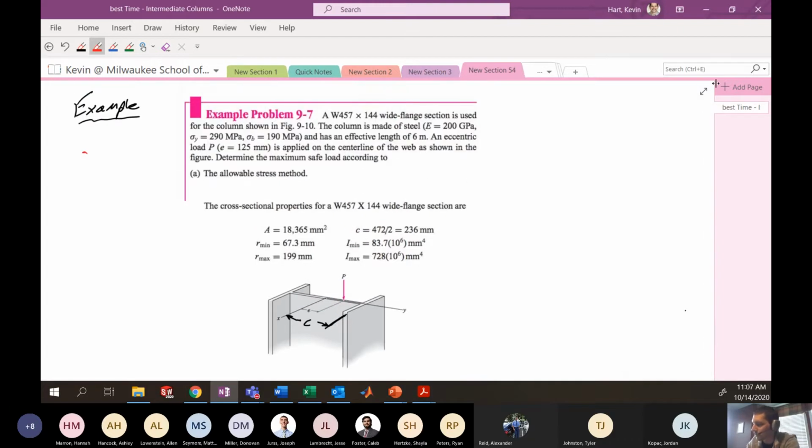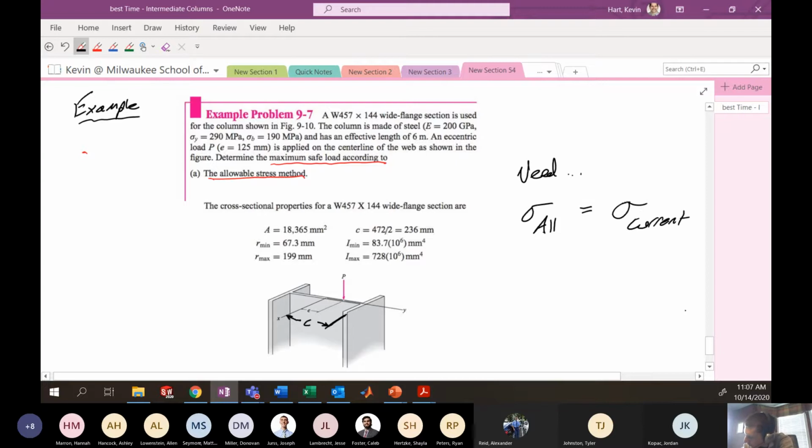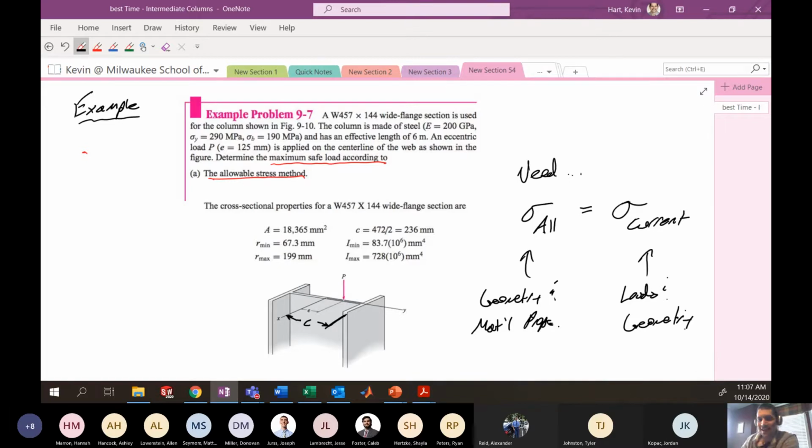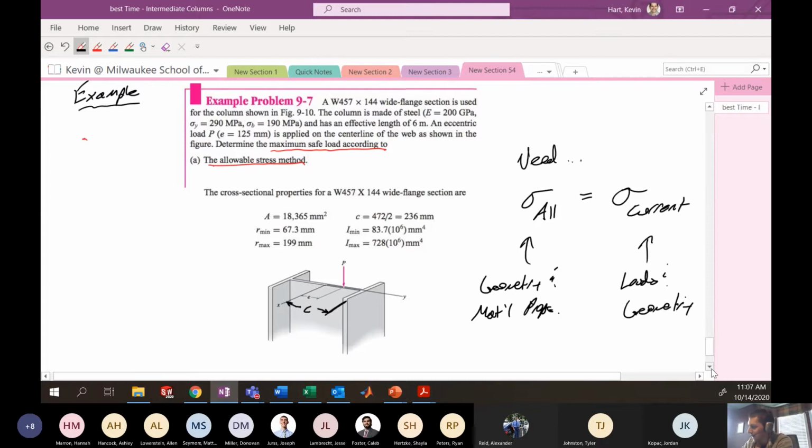What we're asking for here is to determine the maximum safe load according to the allowable stress method. Remember, in the allowable stress method, we compare the allowable stress to the current state of stress to determine when these things are equal. The allowable state of stress is just geometry and material properties. The current state of stress is loads and geometry. So we're going to calculate these two things separately. For the love of gosh, calculate them separately. So let's attack that now.